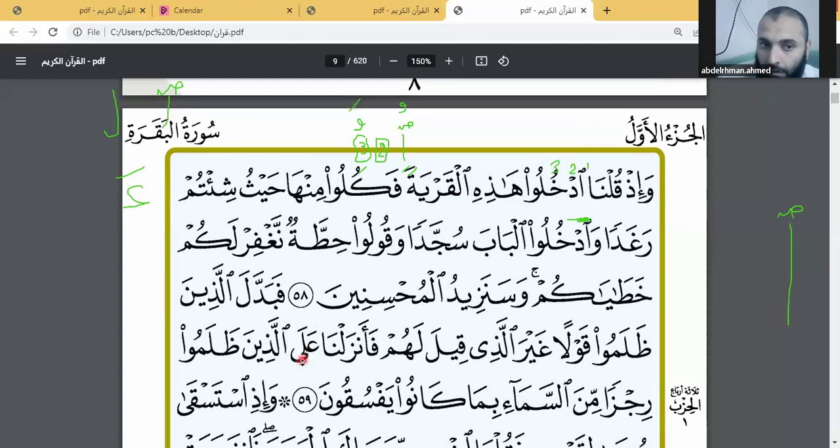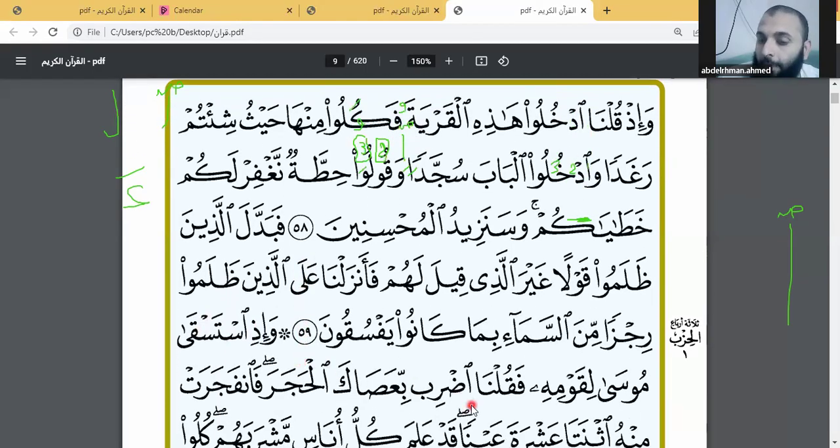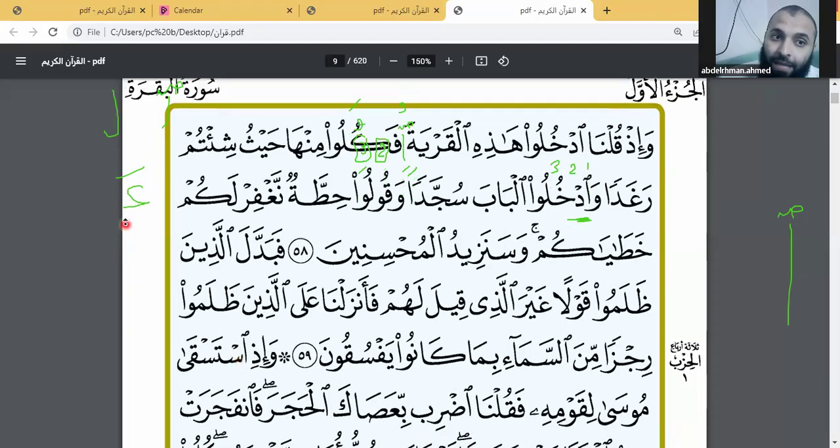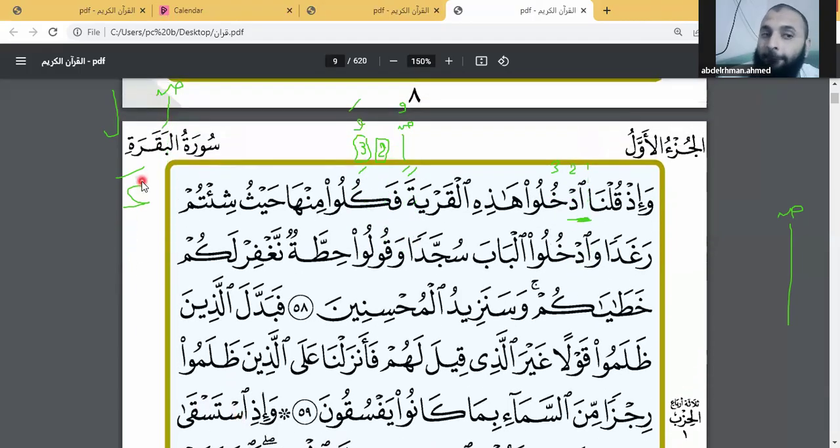Istasqa. Here, the third letter has kasra. So I will start with Hamzat al-Wasl with kasra: idrib, idrib. So again, if the Hamzat al-Wasl is followed by lam, we read it lam sukoon, or lam has nothing, or lam has shadda, we start with Hamzat al-Wasl.